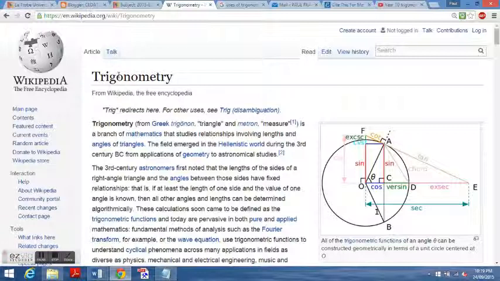I'm looking at the Wikipedia page for trigonometry, and it tells me that trigonometry is a branch of mathematics that studies relationships involving lengths and angles of triangles. What it doesn't mention is that they are right-angled triangles. That is what's used when using trigonometry.